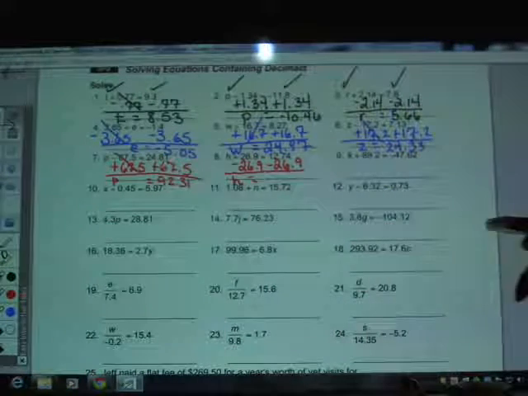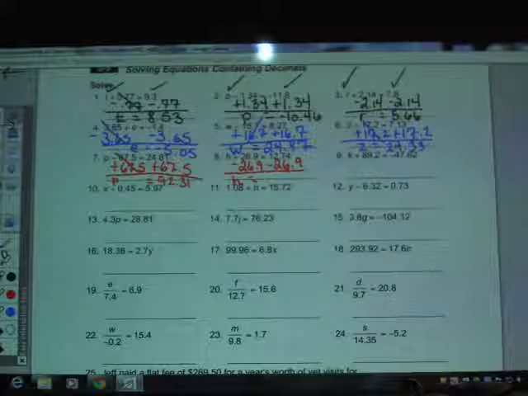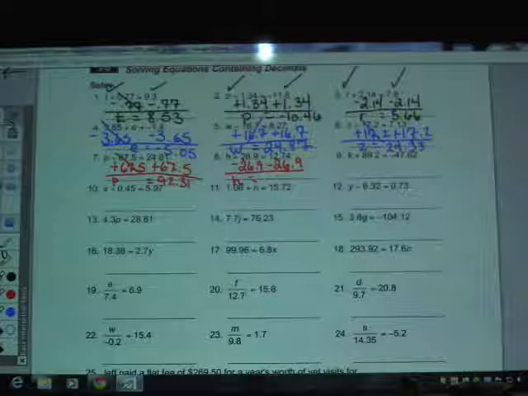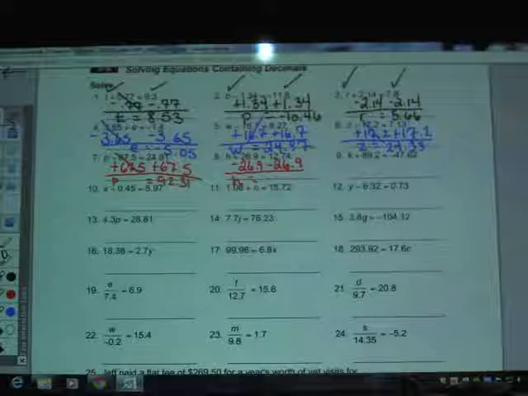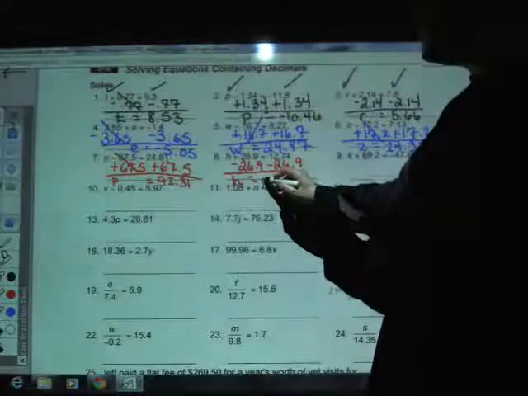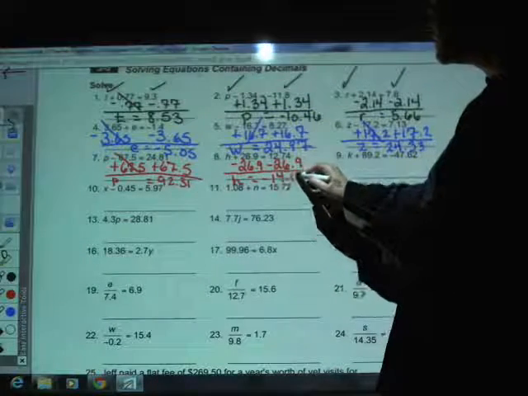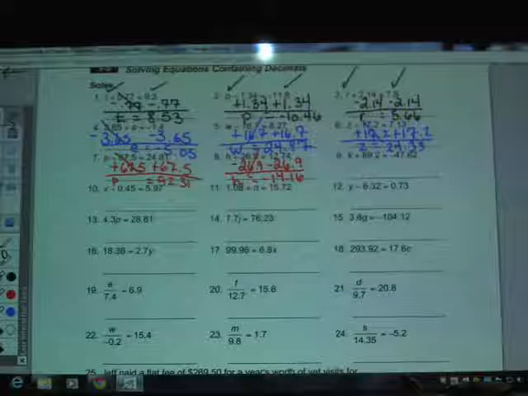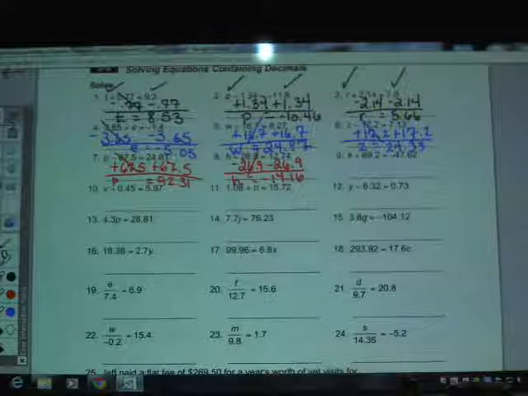So I've got 12.74 minus 26.9 there. And when I do that, that's going to spit out a solution of negative 14.16. All right, one more adding and subtracting, then we'll switch down to some multiplying and dividing.